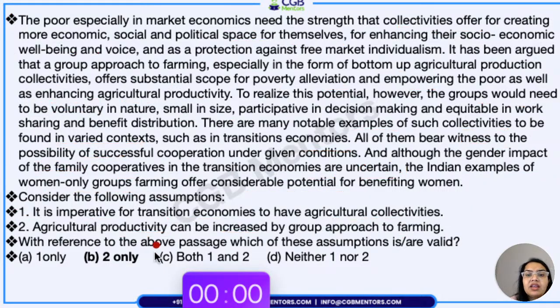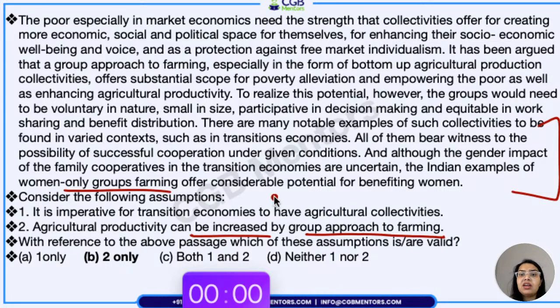Second one, agricultural productivity can be increased by a group approach to farming. This is what he's explaining at the end. He's talking more about the productivity part and saying how productivity can be increased when small groups are made and they work. Women only groups are also considered groups that can work better. So he is saying things in favor of it. If the second is true, then the information in the passage is true. And this is how we check assumption questions.